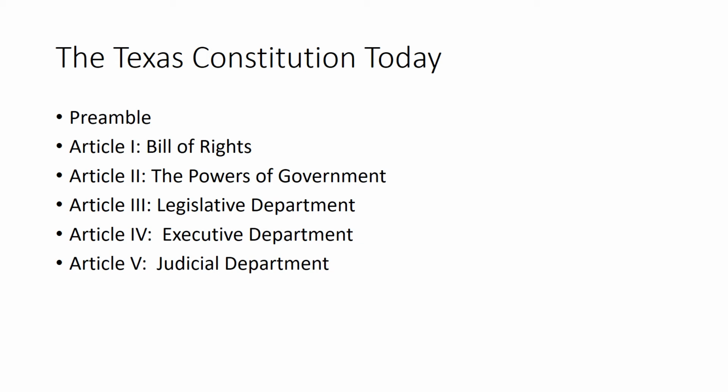Next is the judicial department, or the judicial branch. Article 5 discusses the court system. It creates our justice system and provides for lower courts. It allows the legislature to create courts as they are needed. Finally, this article discusses the court's jurisdiction, compensation of judges, and election of judges. Remember, in the state of Texas, all state judges are elected.